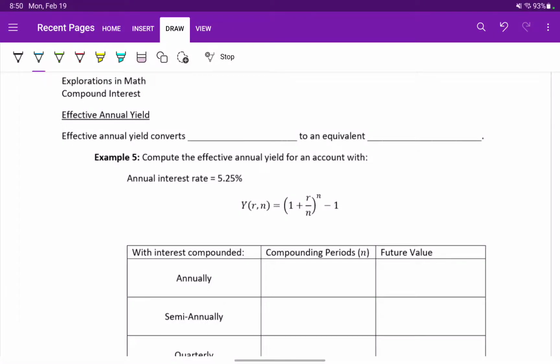The last topic we'll take a look at for compound interest is effective annual yield. Effective annual yield converts compound interest to an equivalent simple interest rate. So in example 5, we want to compute the effective annual yield for an account with an annual interest rate of 5.25% using this given formula for annual yield.